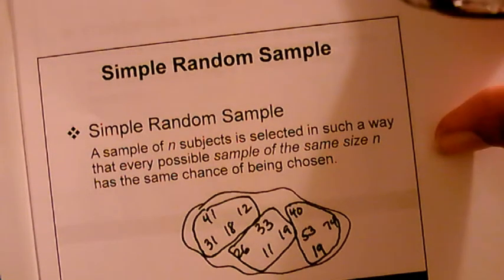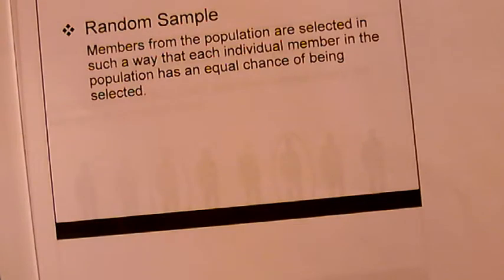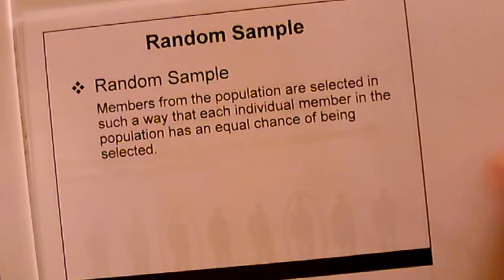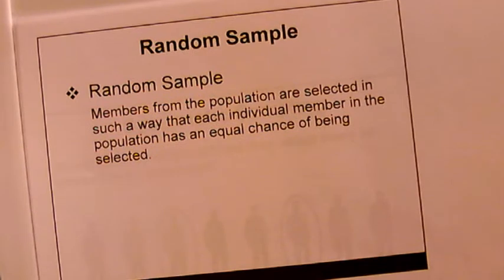In one of the other videos, we talked about coming up with a sampling method. One of them is just a plain random sample, where members from the population are selected in such a way that each individual member in the population has an equal chance of being selected. So let's say I have a population of only 30 students in one class. What that random sample means is that each and every one of the 30 students in my class has a chance of being selected. That's just a plain random sample.